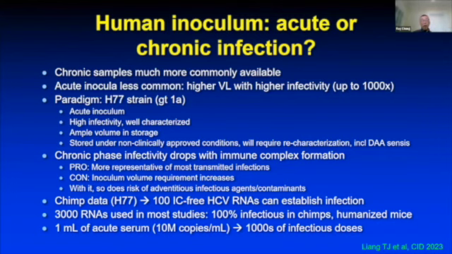The paradigm strain was that, of course, that Dr. Alter initially characterized, and that's the H77 strain, the genotype 1A strain that has been the source of so much insight about hepatitis C subsequently. It was an acute inoculum at high infectivity, very well characterized, and it's still, even after all these years, in ample volume in storage. But it was stored under conditions that, at the time, were not clinically approved by present-day standards.